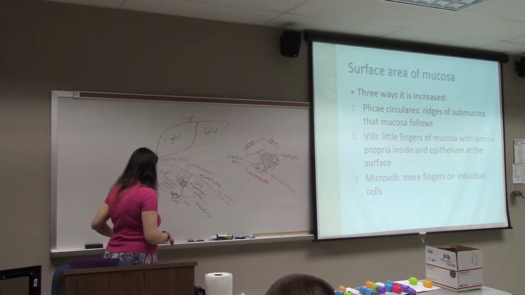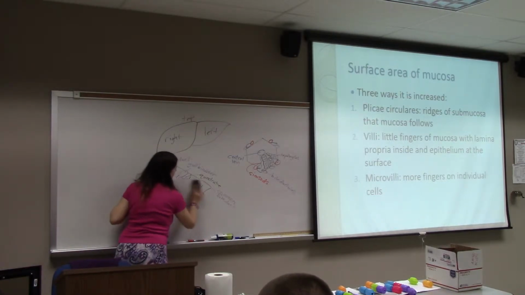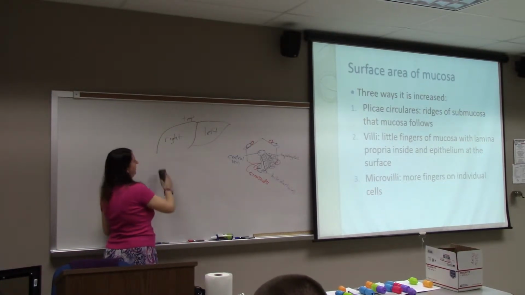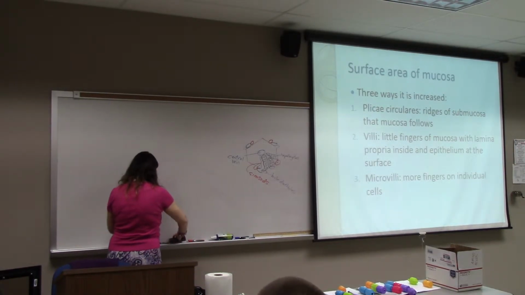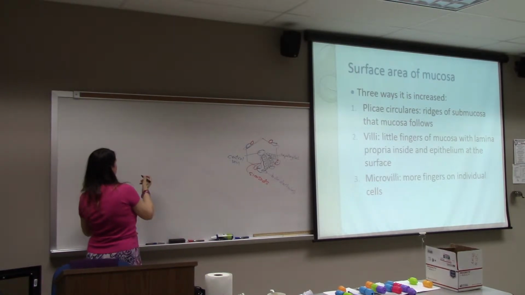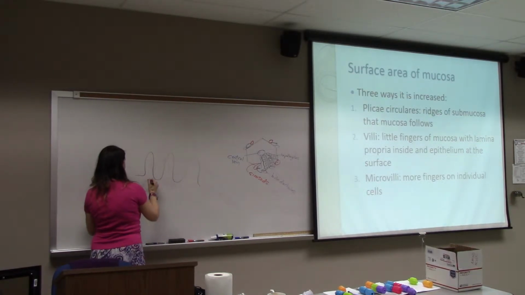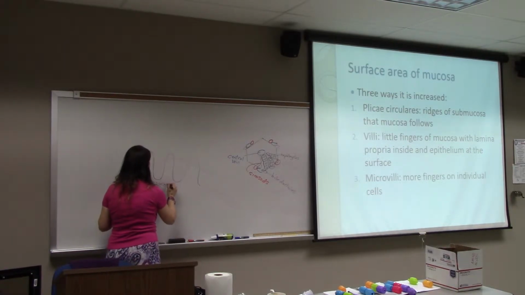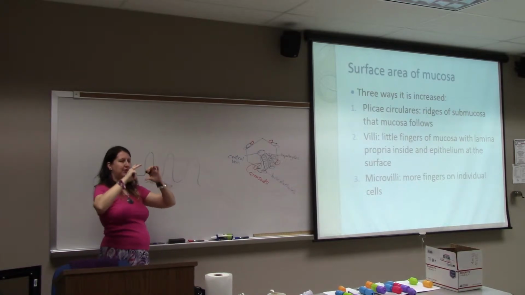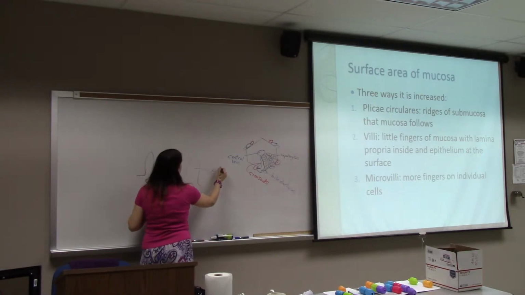In the mucosa of the small intestine, we need a lot of surface area for nutrients to touch and get absorbed. There's 3 levels of increasing the surface area. The first one is actually formed by the submucosa. It makes a bunch of folds that go around the diameter of the intestine. They're called plicae circularis.